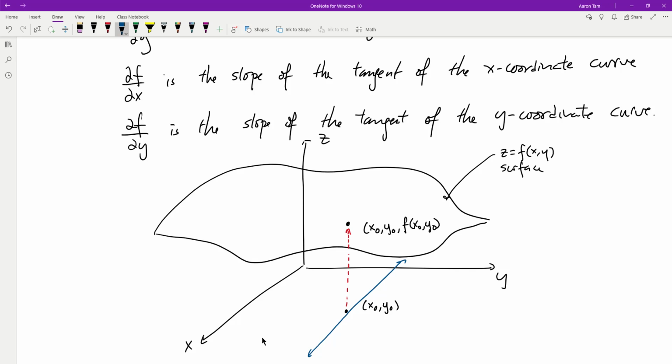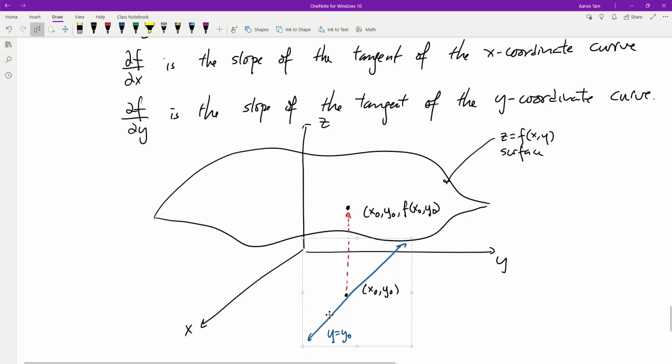So here comes the interesting thing. What if now I define this line that goes through this point, but parallel to the x-axis? This line would be called y equal to y sub 0. So this line has a fixed y value, but the x value would be changing.